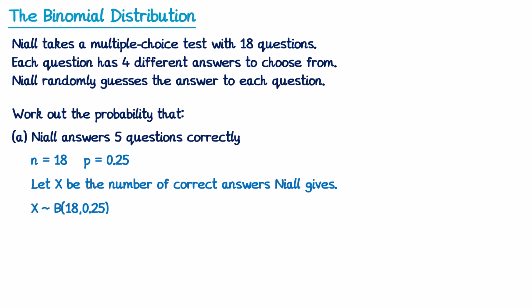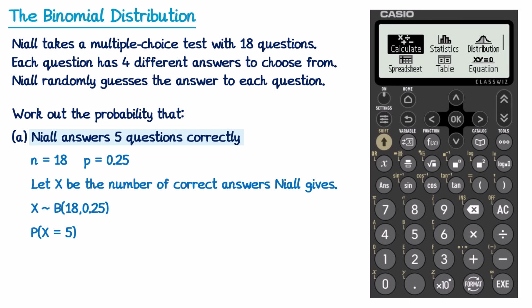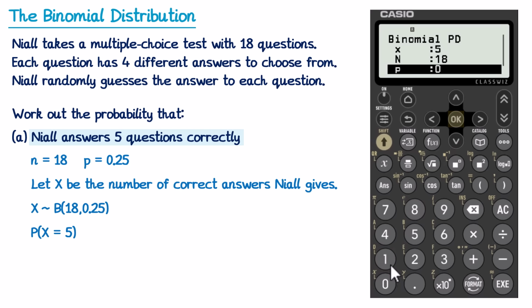For this question, we're looking at the probability that Niall answers 5 questions correctly, which is the probability that x, the number of correct answers, is equal to 5. So we just take our calculator, go to distribution, binomial PD, variable just like we did before, and enter the relevant values. X is 5, n in our distribution is 18, and p is 0.25. We go to execute, and we get this answer here. So if we round this to, say, 4 significant figures, this probability is 0.1988.